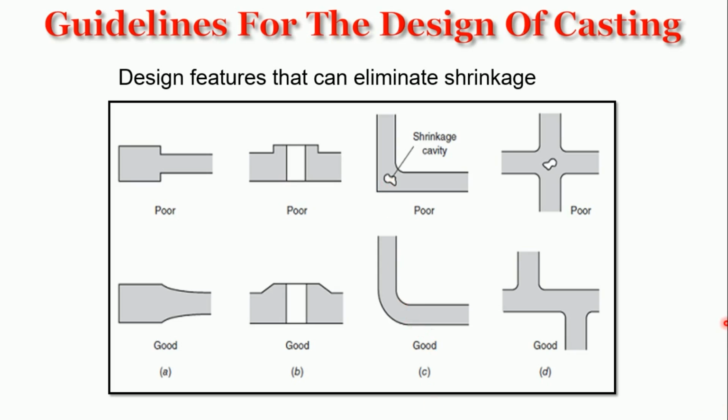A strong hot spot is produced when two ribs cross each other. Here the strong hot spot is produced where the two ribs cross, resulting in shrinkage cavities. To eliminate this, we offset the ribs. We can offset these ribs to eliminate the problem. These are some of the design guidelines or design features that eliminate shrinkage defects in castings.